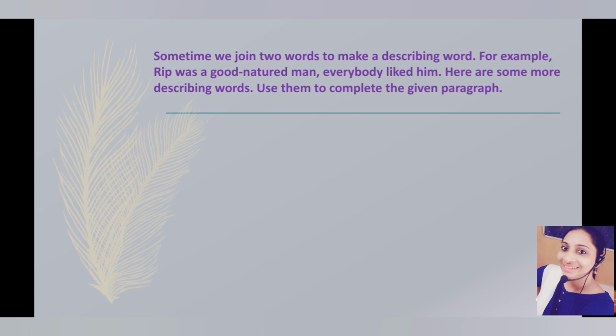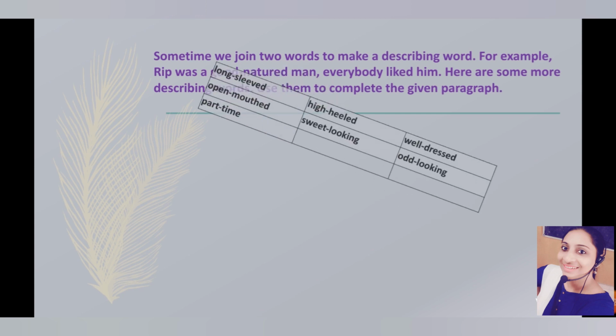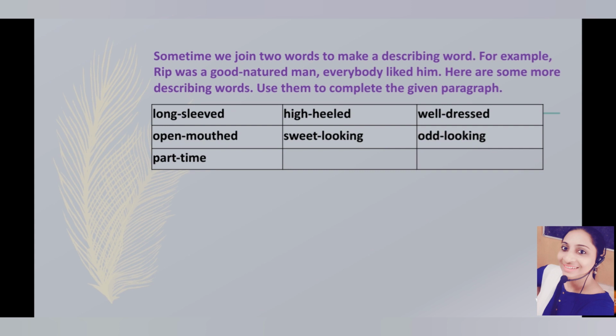Sometimes we join two words to make a describing word. For example, Rip was a good-natured man. So here we have joined two words, good and natured, to make a describing word. So everybody liked him. Here are some more describing words. Use them to complete the given paragraph. So these words are long-sleeved, high-heeled, well-dressed, open-mouthed, sweet-looking, odd-looking, and part-time.